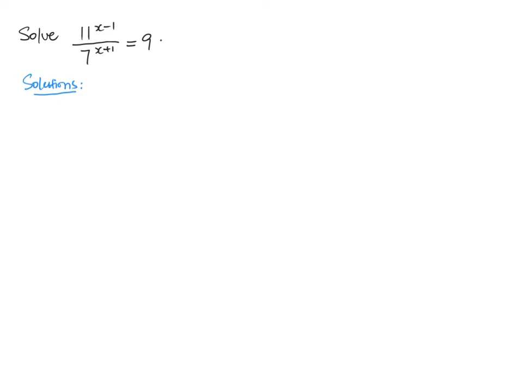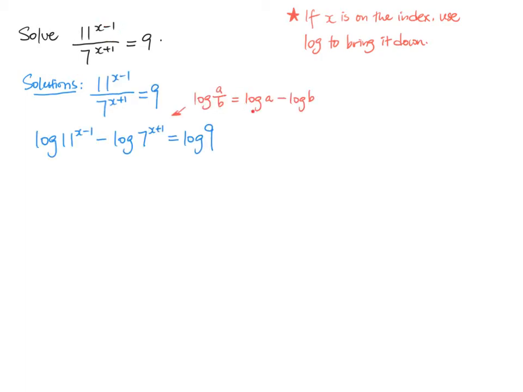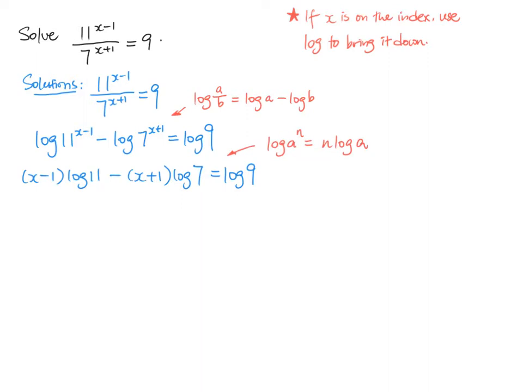We'll tackle a couple questions here using log, and along the way I'm going to give you some tips. For this one, there's no log in the question, but because the x is on the index, we will use log to bring it down. Log of a over b equals log a minus log b, so we could separate them into two terms. And then individually, we will bring the power down.